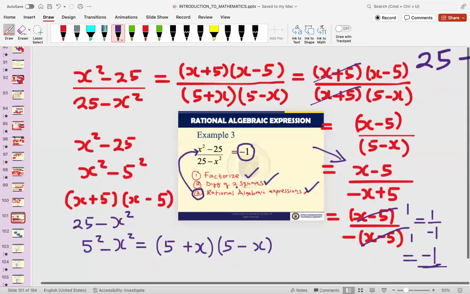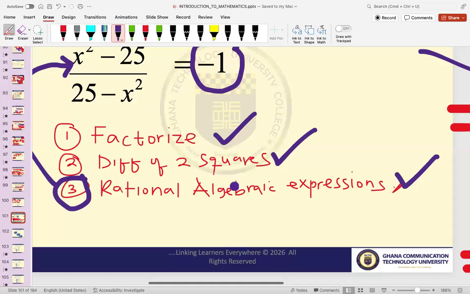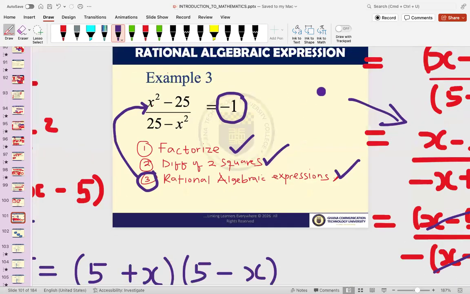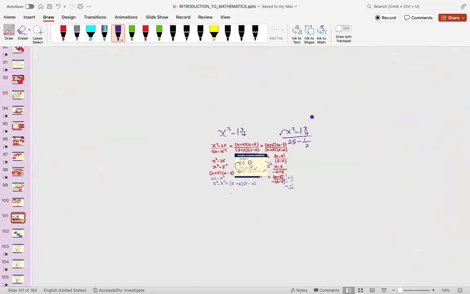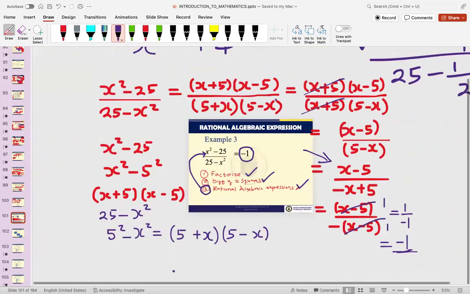That's why I repeatedly refer you here. Your question must conform to these three. First of all, it must be a rational algebraic expression. Secondly, it must follow the difference of two squares rule. Thirdly, we should be able to factorize it. That is where the question should be structured. But the example you gave is not conforming to these three.